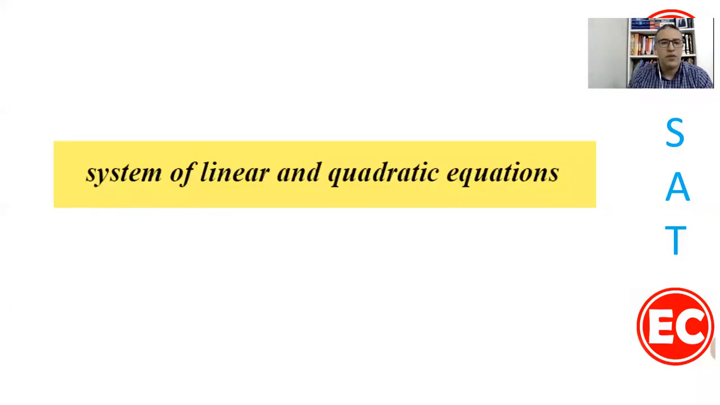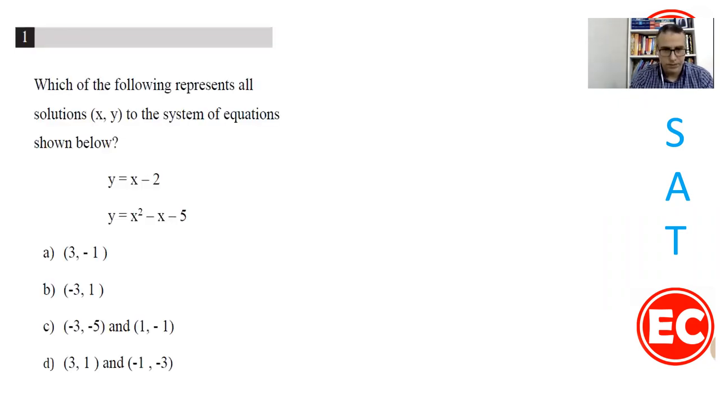Bismillah ar-Rahman ar-Rahim. Another title in the SAT about how we can solve a system of equations, two equations. The first one is a linear of first degree, and the second one is a quadratic of second degree. And we have only one method to solve this kind of system of equations. Let's start with the first example.